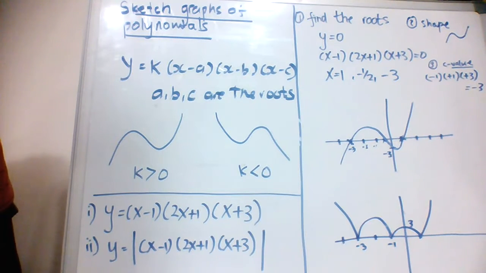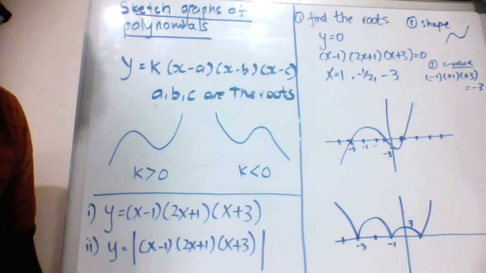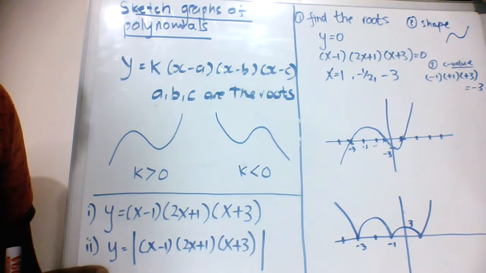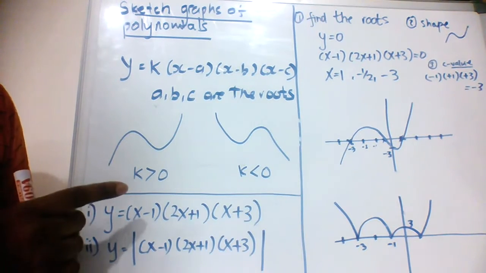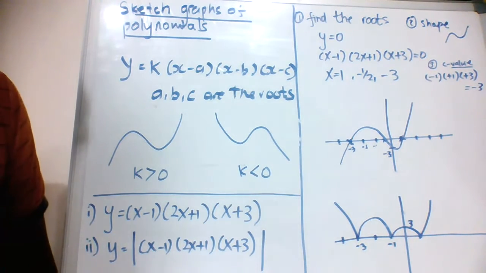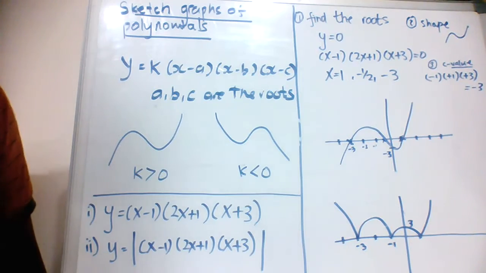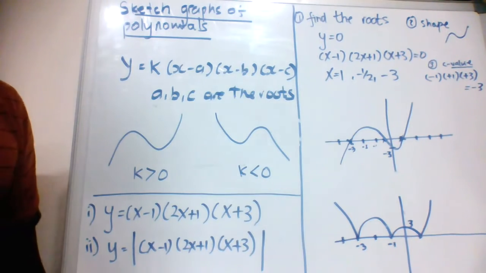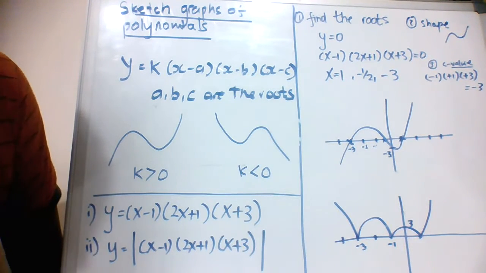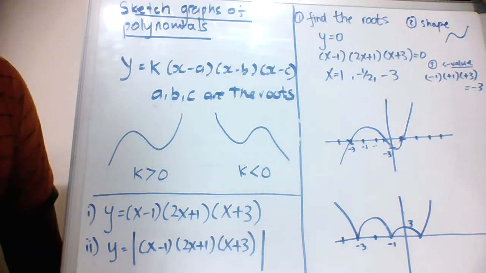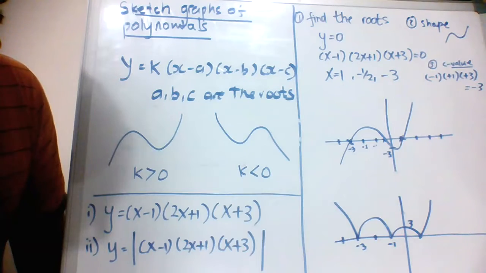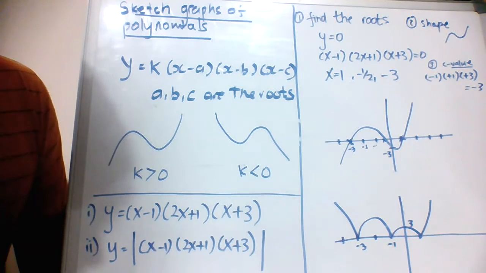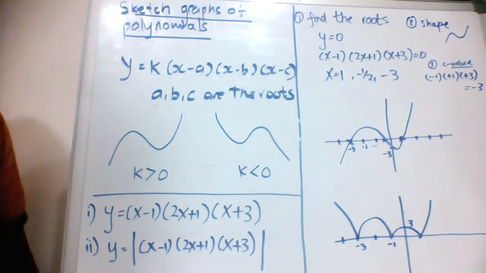This is a simple example whereby y is given as (x minus 1)(2x plus 1)(x plus 3). The next one, they also ask you to sketch a graph of the modulus of this whole polynomial. Now, 3 things you need to do. The first one, find the roots. How do you find the roots? It is exactly the same as how you found them during quadratic equation exercises. Normally, we can use the formula, completing the square, or the easiest one is using factorization. Here it's obviously we use factorization.